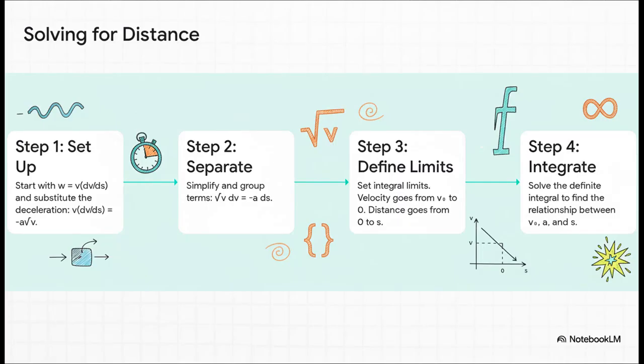And this is what's so brilliant about having a solid method. We just follow the exact same 4 steps. Step 1, set up the equation with our distance tool. So now we have v times dv/ds equals negative a root v. Step 2, separate the variables. A little bit of algebra, we get all the v terms on the left and the s terms on the right. Easy enough. Step 3, define the limits. The story here is pretty similar. Velocity still goes from v0 down to 0, but this time, distance goes from its starting point, 0, to its final stopping distance, which we're calling s. And then step 4, we solve the integral, and boom, out pops our answer for the total distance.